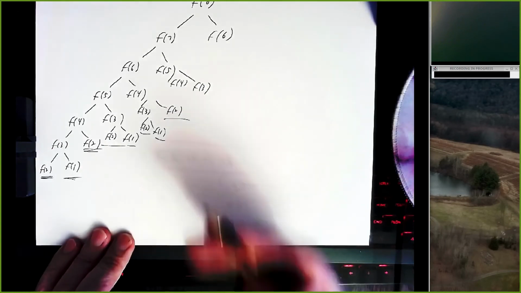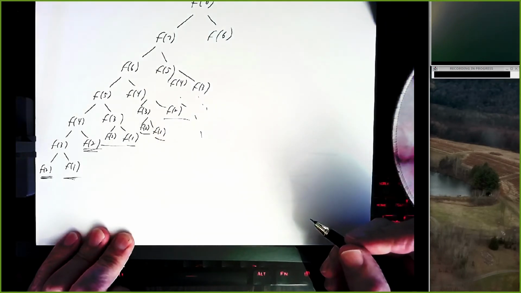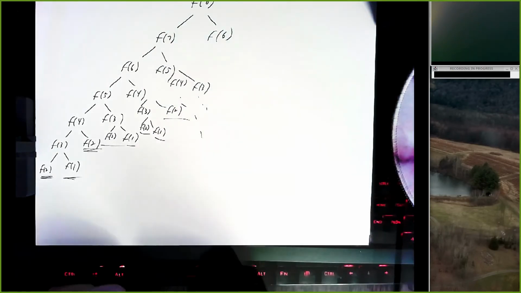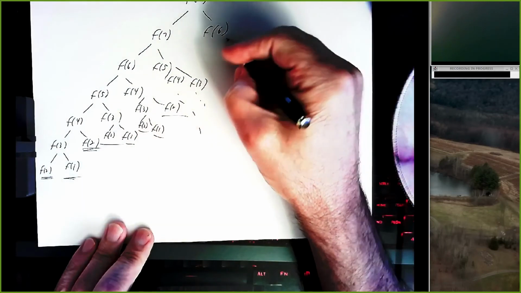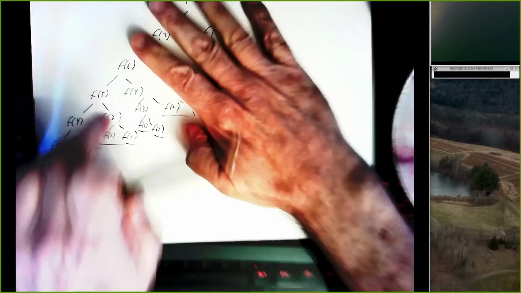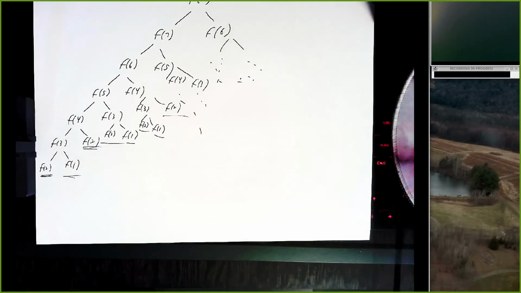And as a consequence, we're going to have to do all of this work just to find f of 7. And then when we're done with that, we're going to have to do f of 6. And f of 6 is going to look like this whole tree over here. So we're going to have all of this stuff that we're going to do just like we did over here. And it's a huge amount of work.